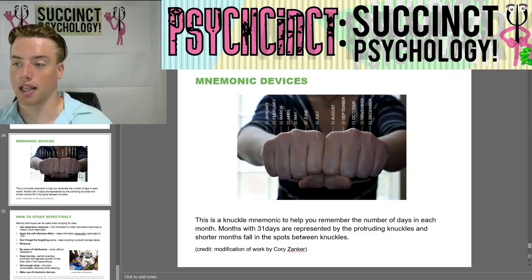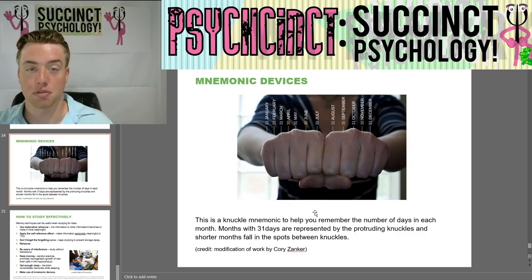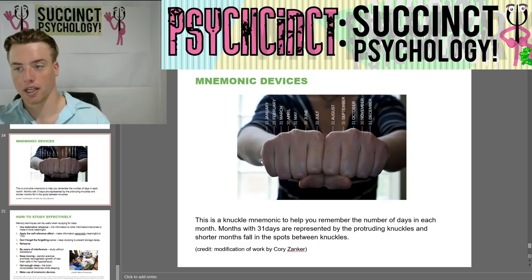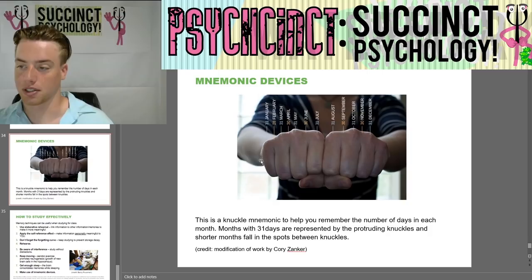Next, we have mnemonic devices. So this is a knuckle mnemonic to help you remember the number of days in each month. Months with 31 days are represented by the protruding knuckles, and shorter months fall in the spots between knuckles. So, starting in January, your knuckle is protruding, so that's a 31-day month, and then February is not protruding, so it's less than 31. It's a handy little mnemonic to remember how many days are in a month.